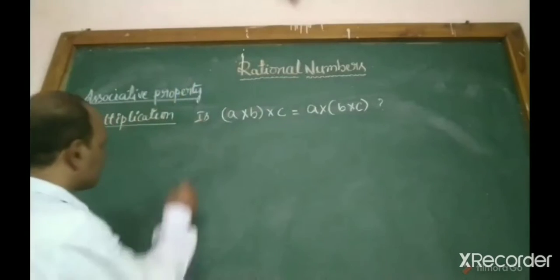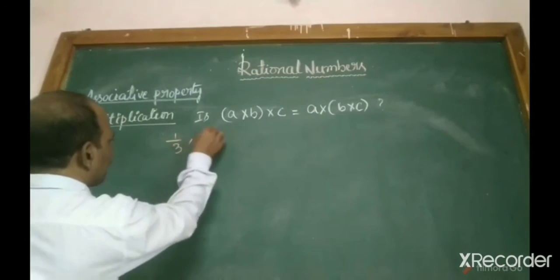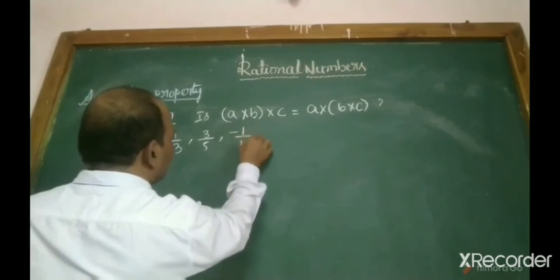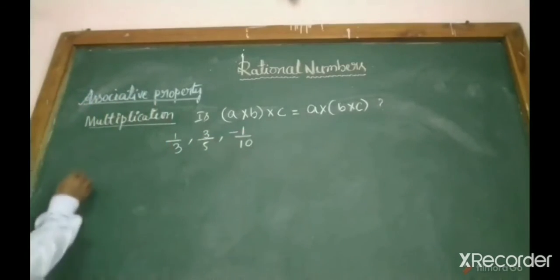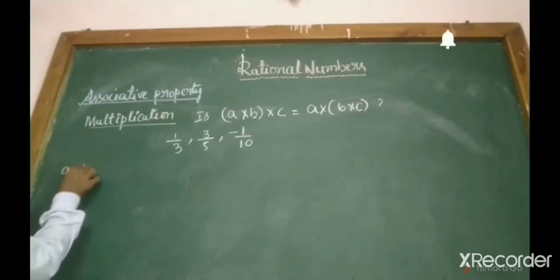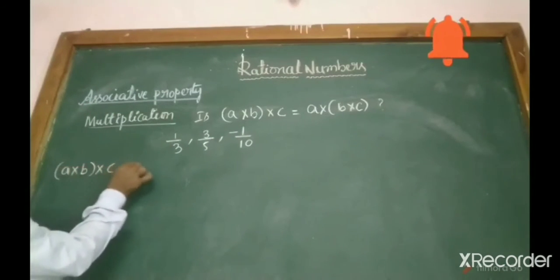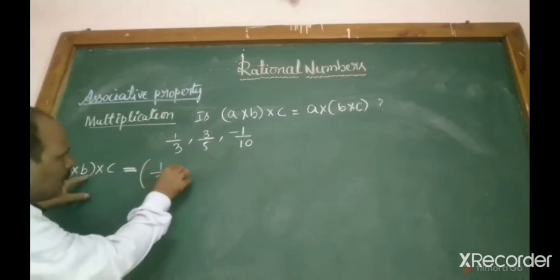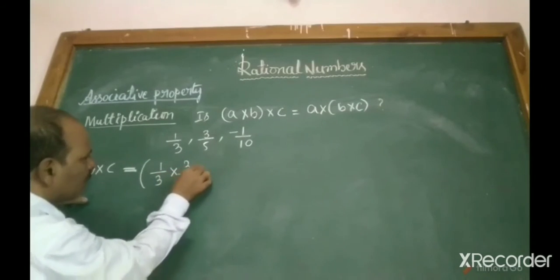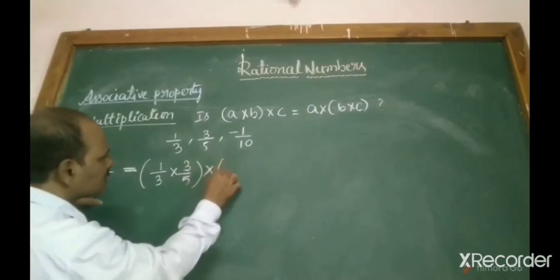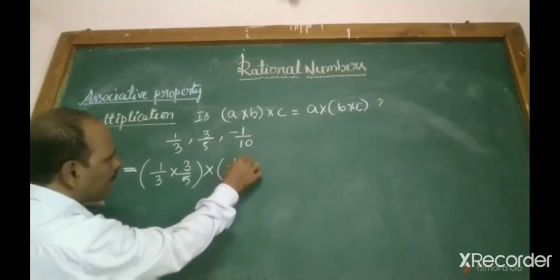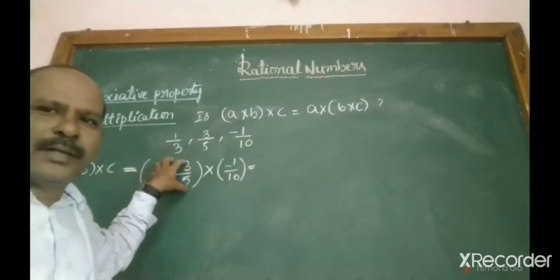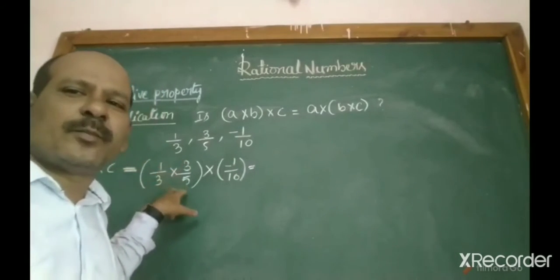Now I am taking three rational numbers: 1 by 3, 3 by 5, minus 1 by 10. Come to LHS: A into B into C is equal to bracket of 1 by 3 into 3 by 5 into C, that is minus 1 by 10. Here, when we are doing multiplication, there is no need to do LCM for the denominators.